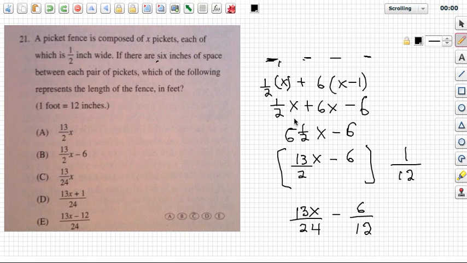So doing your due diligence here, distributing the 6, collecting your like terms, you come up with 13 over 2 x minus 6. Remember, they're asking in feet, so you have to divide by 12. So the final answer is 13x over 24 minus 6 over 12. And you find that that's not given in the answer choices, so you have to recognize that 6 over 12 is the same as saying 12 over 24, and the correct answer is E.